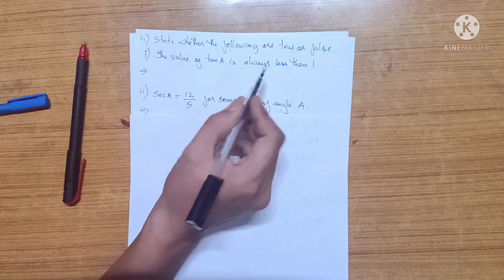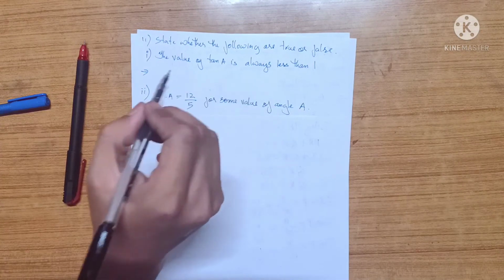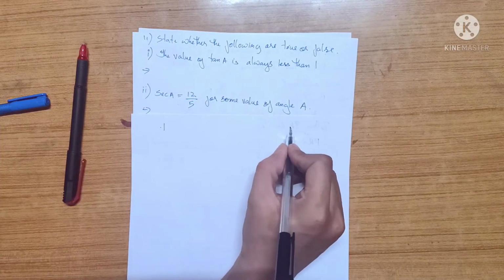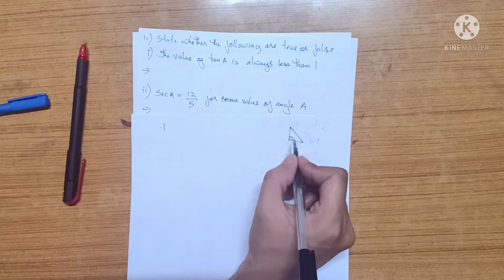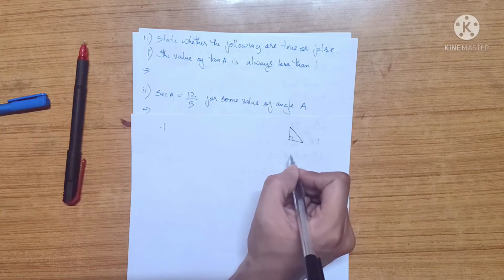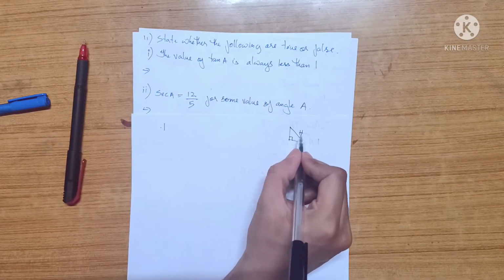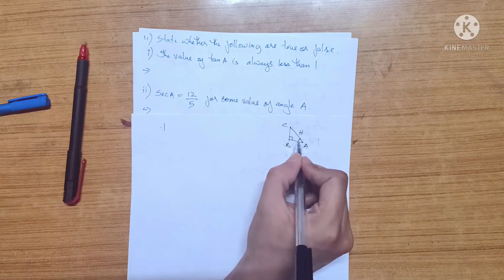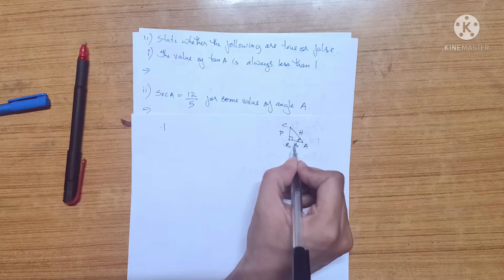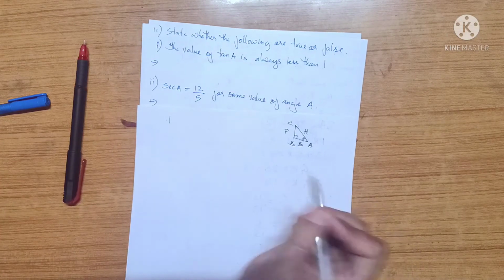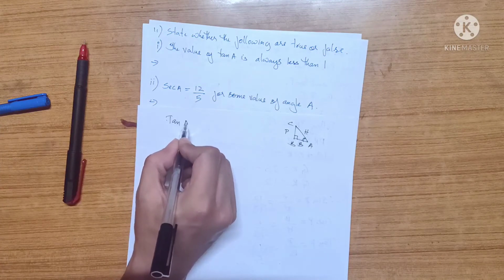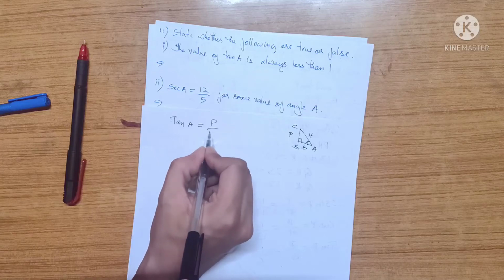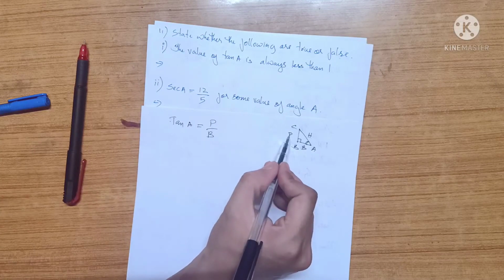The value of tan A is always less than 1. So what do you understand by that? In a triangle, the trigonometric ratios are the ratios of the sides of a triangle, right? Suppose this is theta or A. According to this angle, this will be perpendicular, this will be base, and this will be height. When I say tan A, the formula of tan is perpendicular by base.